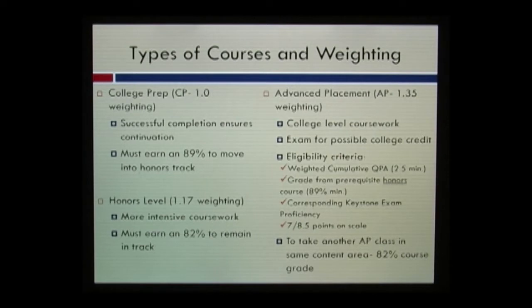The criteria for advancement into these courses is a little bit different than the other courses. We look at things like your weighted cumulative GPA, your grade from the prerequisite honors course, which needs to be an 89% or better, and in some cases we also look at your Keystone exam score and proficiency on a particular exam. Each of these areas gets weighted with a point value, and you must have 7 out of 8.5 points in order to qualify for an advanced placement class. If you are in an advanced placement class already, and you want to proceed to an advanced placement class in the same content area for the next year, you must maintain an 82% or better.